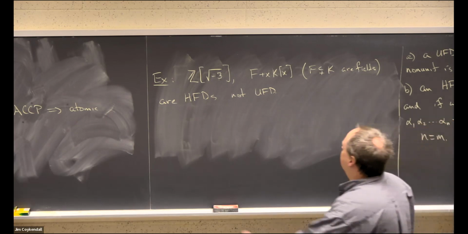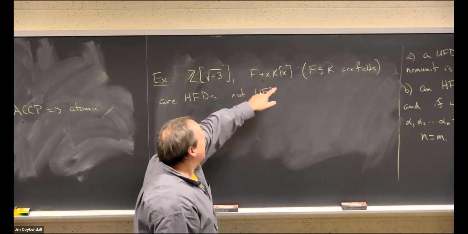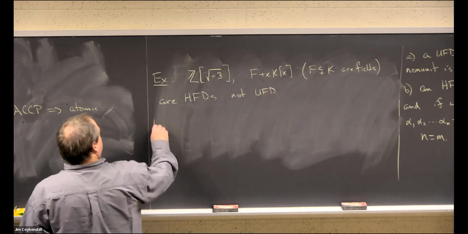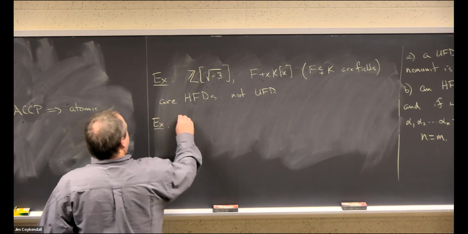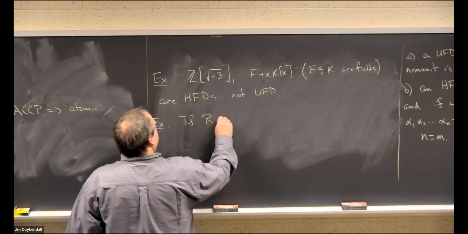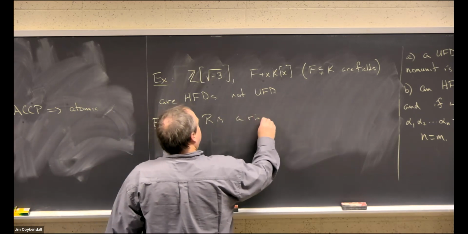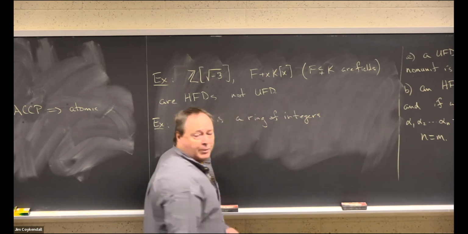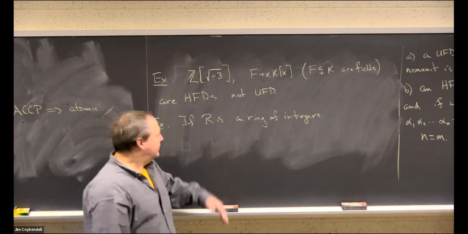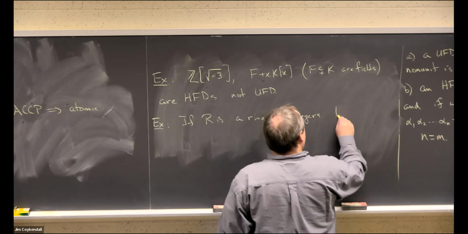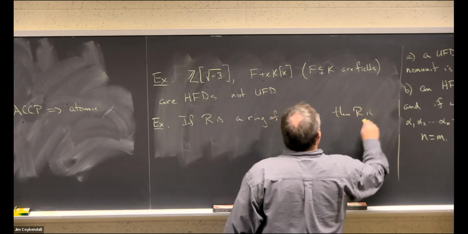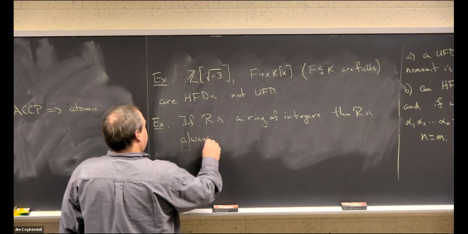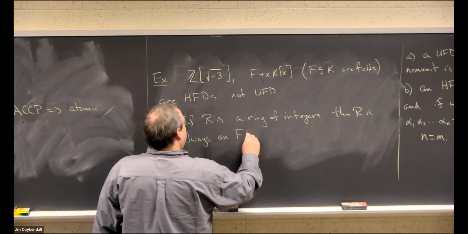These are all examples of HFDs, and I think we kind of saw it. Oh, and this can also be power series as well as just polynomials. Example, if R is a ring of integers, a ring of algebraic integers, so the integral closure of Z in some finite field, then R is always an FFD.